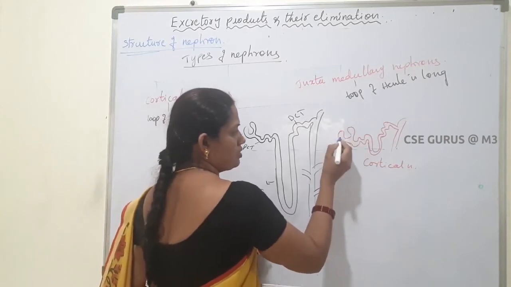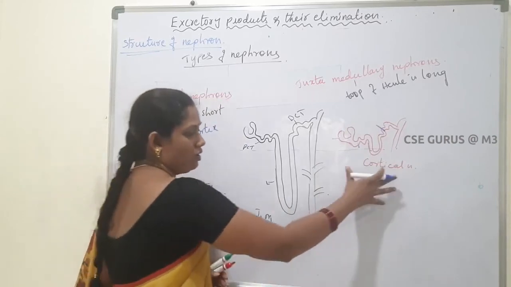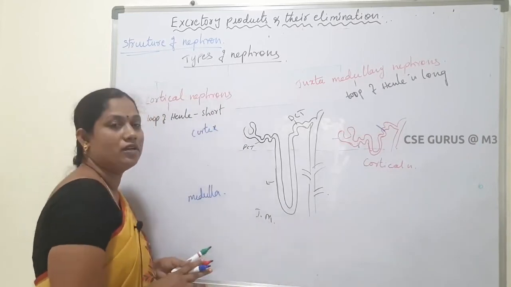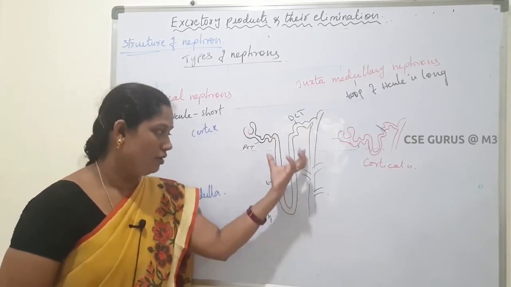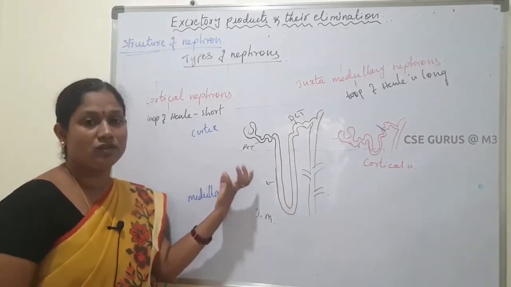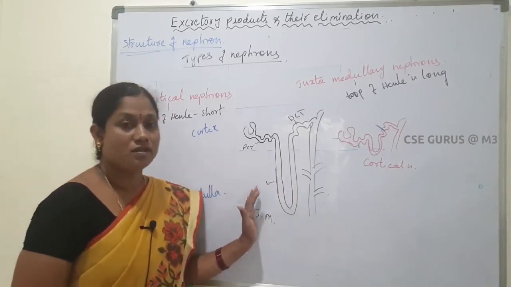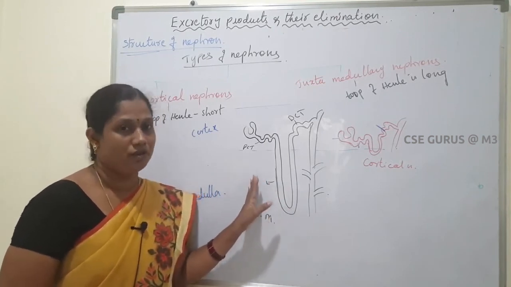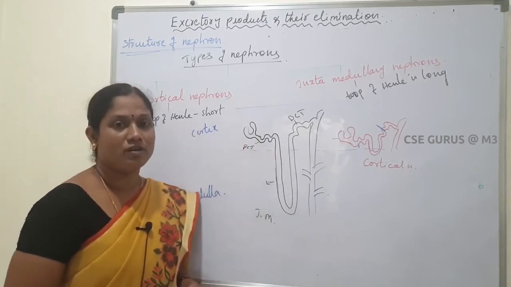Bowman's capsule, PCT and DCT are present in the cortex region. Here the Henle loop does not extend up to the medullary region. But in juxtamedullary nephrons, the Henle loop is very long and extends into the medulla. That's why juxtamedullary nephrons are present in humans. These help in the production of highly concentrated urine. So these are the two types, cortical nephrons and juxtamedullary nephrons.